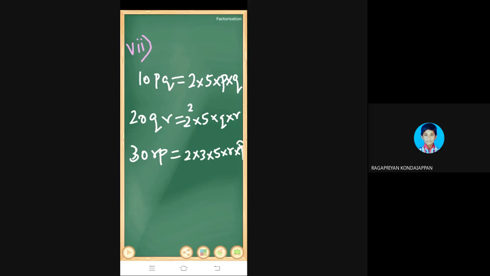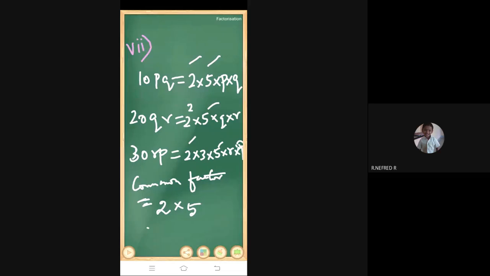Okay, so now which is common in all the three? The common factor is 2 and 5. The lowest power is 2 power 1. So here 2, 2, 2. Here also 5, 5, 5. Then the common factor is 10. The variables are not common. So 2 5s are 10 as the answer.